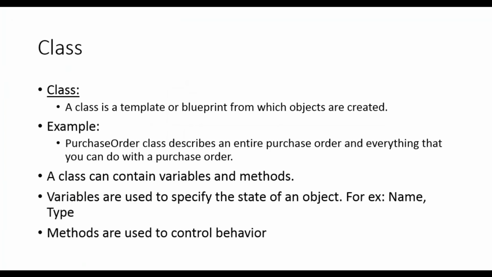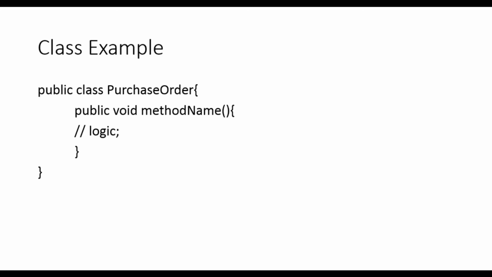Variables we have already seen. They are used to specify the state of an object. For example, we have something called the name, account type. So we'll be taking the related variables. So this is an example of a class: public class PurchaseOrder. Public is the access specifier.